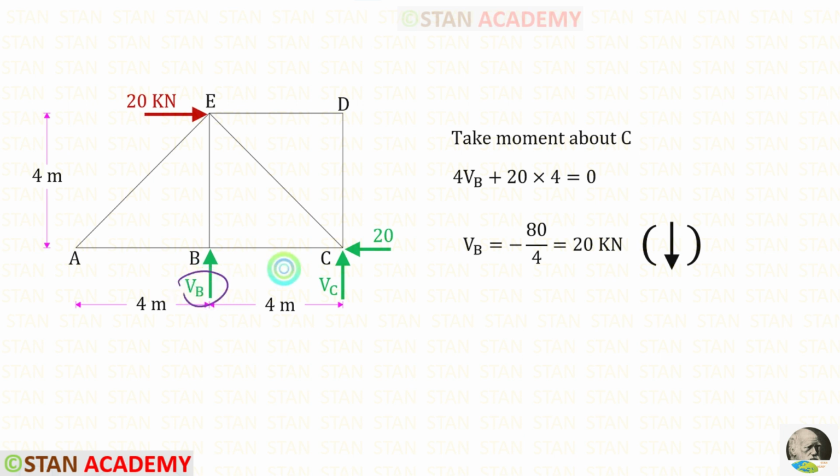To find VB, let us take moment about C. Let us keep clockwise as positive and anti-clockwise as negative. The load 20 is acting in the clockwise direction so that it will be positive and the distance is 4. VB is acting in the clockwise direction so that it is also positive and the distance is 4. So for VB, we will get a negative value. That means our assumption is incorrect. We assumed that VB is acting upwards, but actually it is acting downwards. So we have to change the direction of VB.